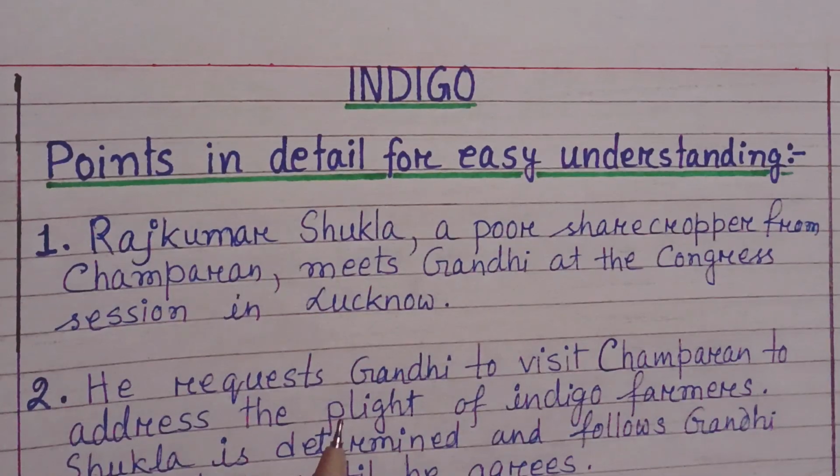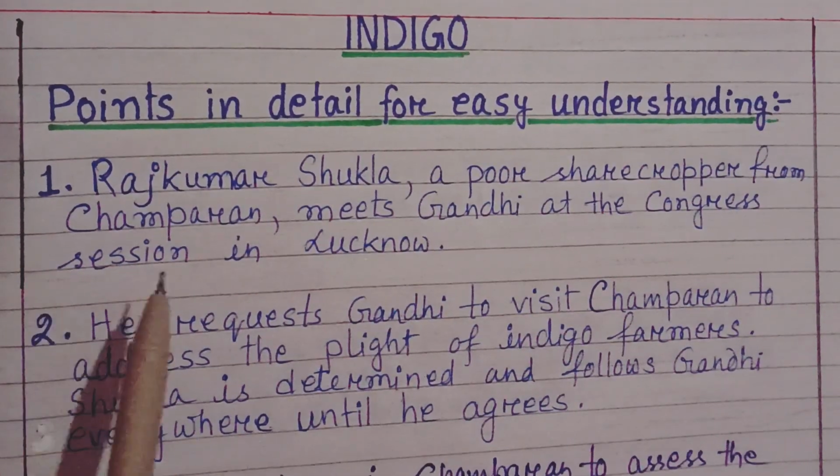Now let's start this story. Here I have prepared 31 points over the story. This story is set in 1916. The writer of this story is Louis Fisher.